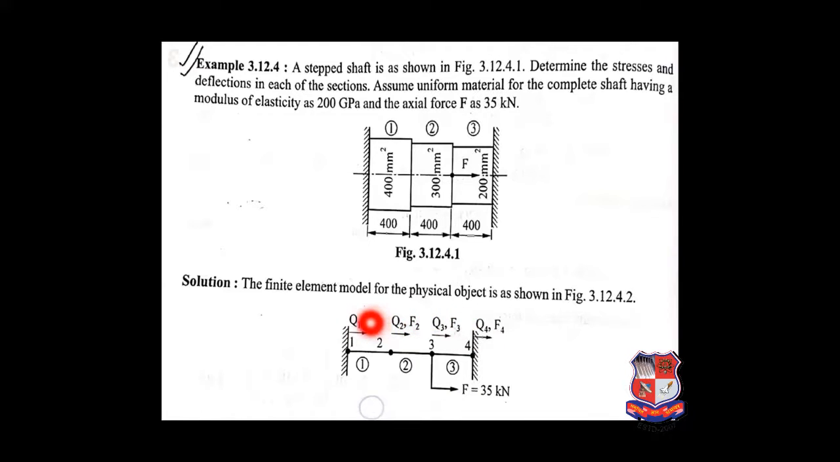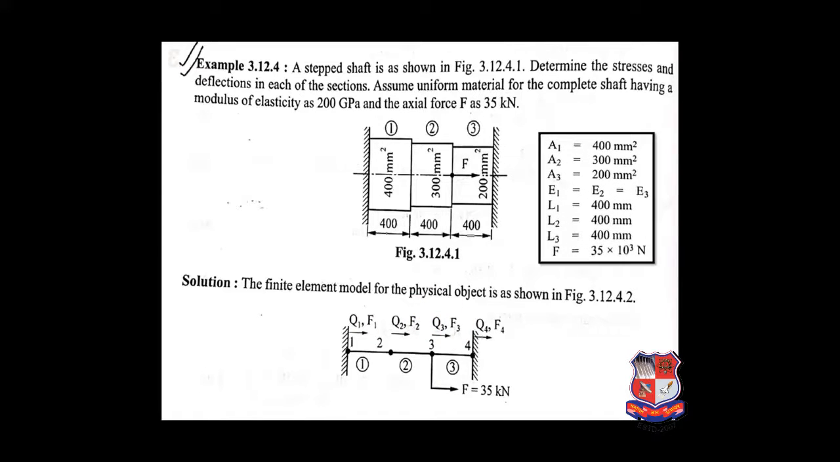3 elements, 1, 2 and 3, are there. So again we have to discuss the given data. A1 is 400 mm square, A2 300 mm square, A3 200 mm square. E1, E2, E3, all three are the same due to the same material. Length is also the same, 400 mm, and the force at node number 3, so we can write F3 is equal to 35 into 10 raised to 3 Newton.